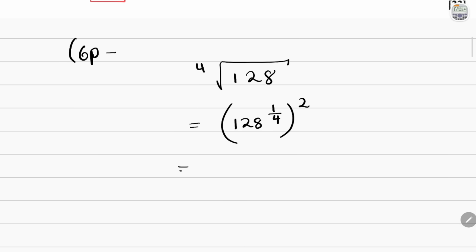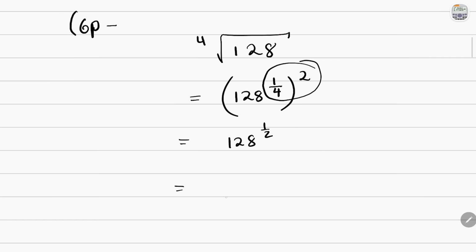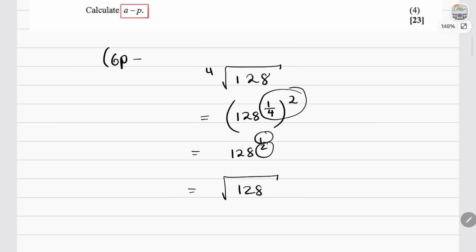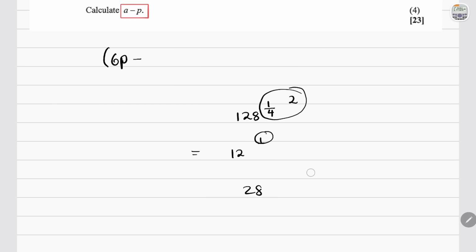And so what would happen here is you have 128 raised to the power of, when you square, that exponent is going to multiply to this exponent. You're saying 1 over 4 times 2, which gives us 2 over 4, which is really just a half. And so if you put this back as a surd, you are just saying we have 128. The inside exponent is an invisible 1. The outside exponent is a 2. Since this is a square root, it's just going to be square root 128. So that's what we have there.